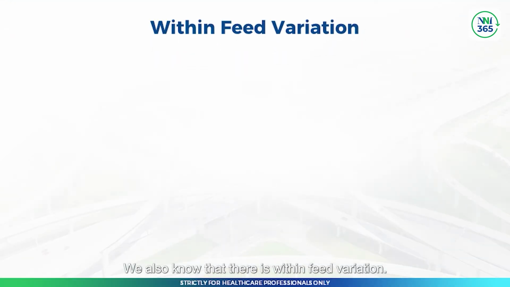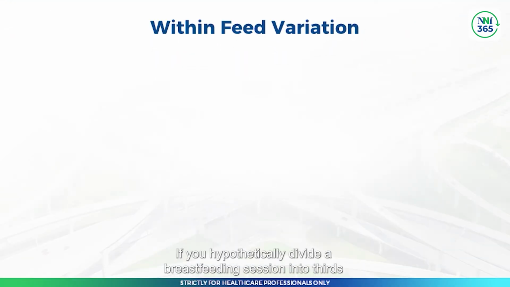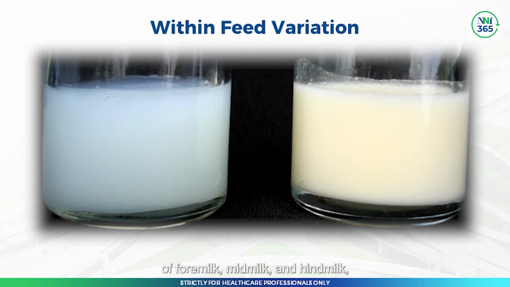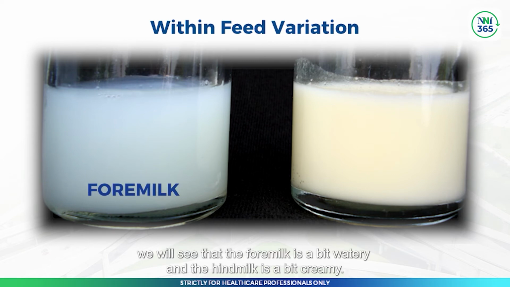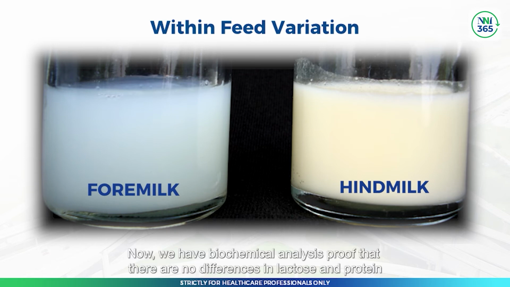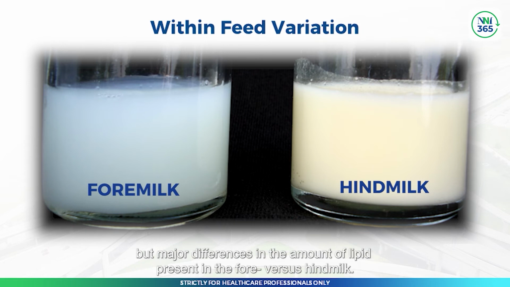We also know that there is within-feed variation. If you hypothetically divide a breastfeeding session into thirds of foremilk, mid-milk, and hindmilk, we will see that the foremilk is a bit watery and the hindmilk is a bit creamy. Now, we have biochemical analysis proof that there are no differences in lactose and protein, but major differences in the amounts of lipid present in the fore versus hind milk.